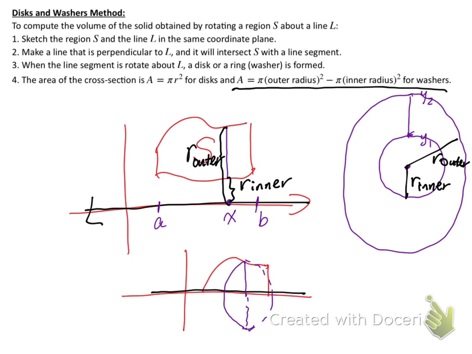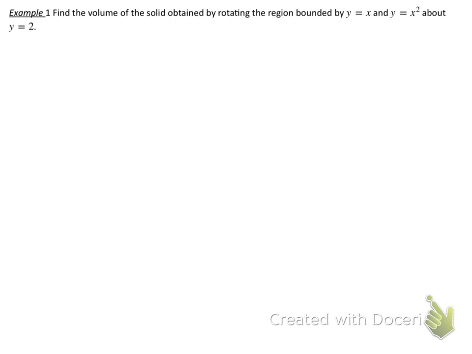So pretty much we are going to follow the 4 steps. Okay, let's see examples. Example 1: find the volume of the solid obtained by rotating the region bounded by y equals x and y equals x squared about y equals 2.